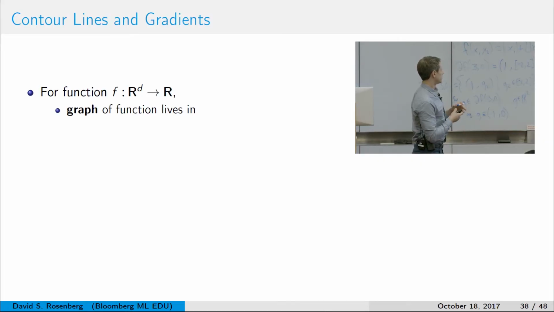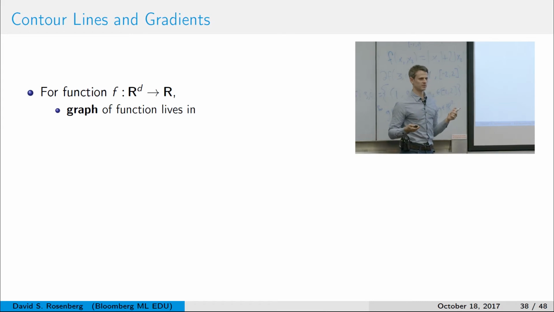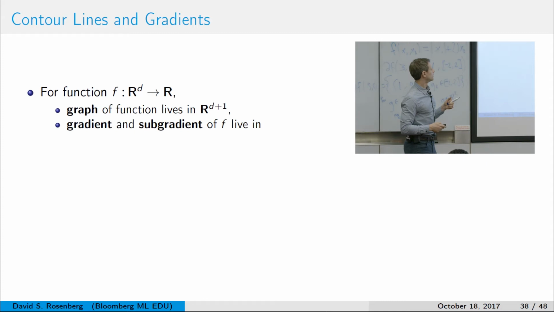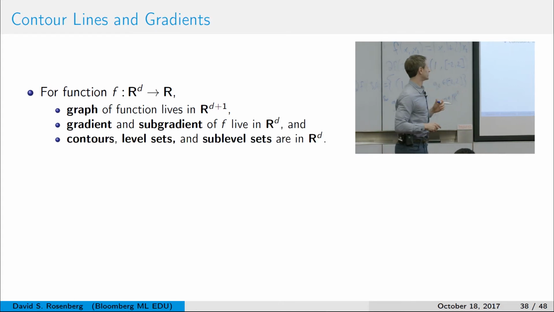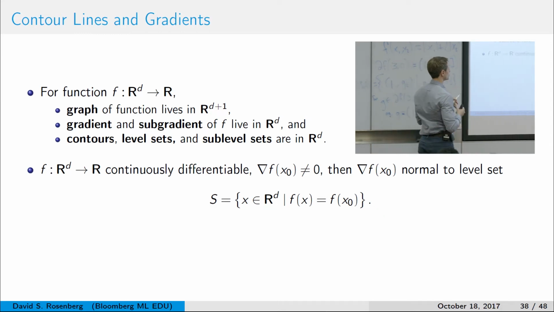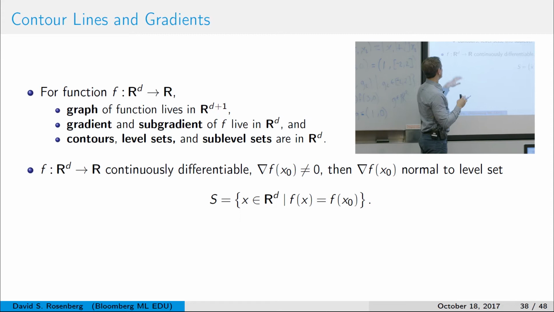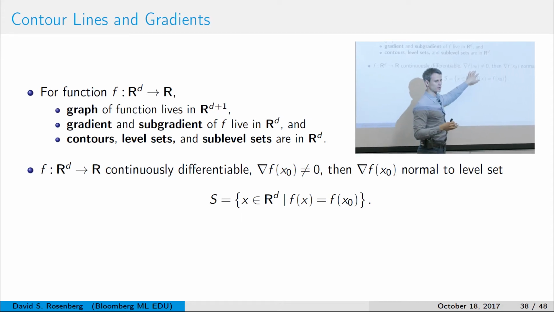All right, seems like one more review here. So for a function f from R^d to R, the graph of the function lives in what space? R^(d+1), good. The gradient and subgradient of f live in input space, R^d, good. The contours and level sets and sublevel sets are in R^d, great. All right, so here's a theorem. Function f is continuously differentiable and at a point has a gradient that's not 0.